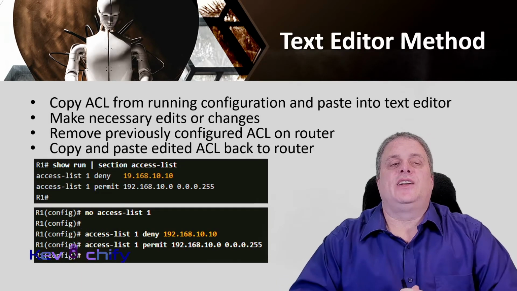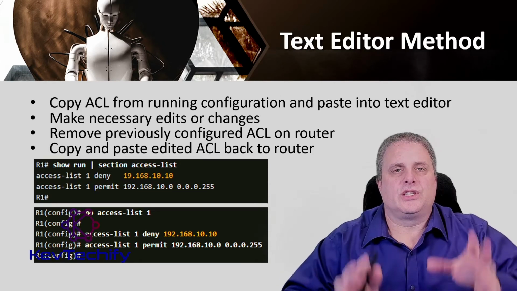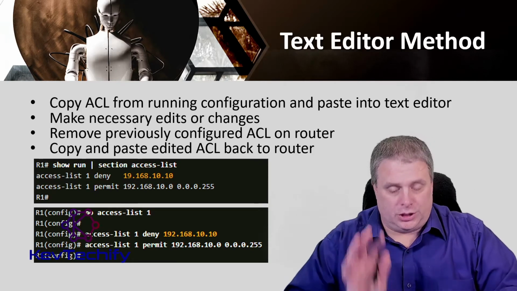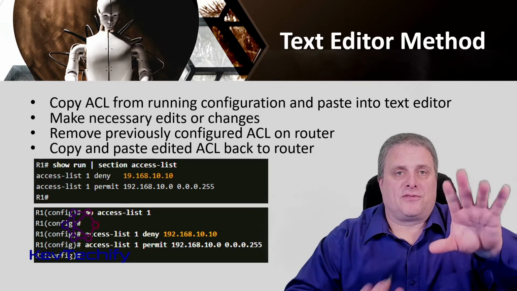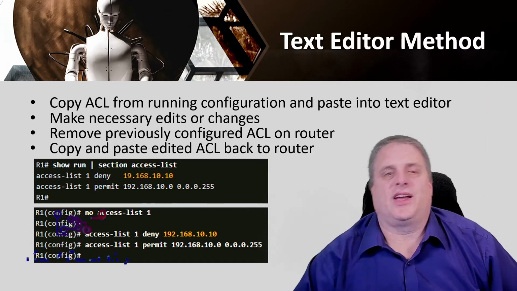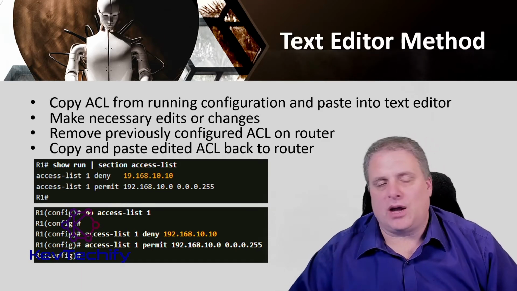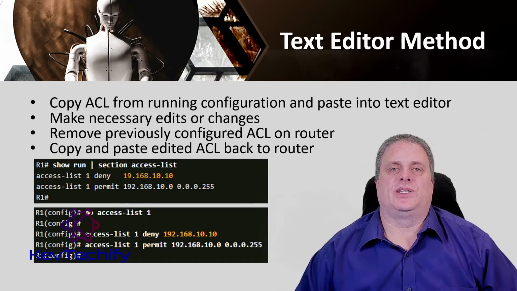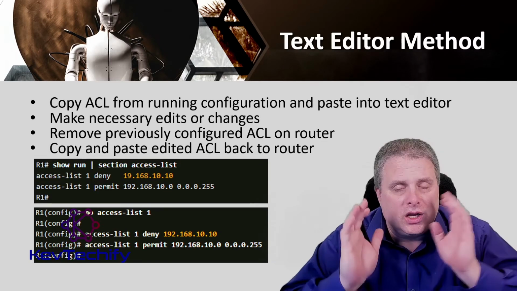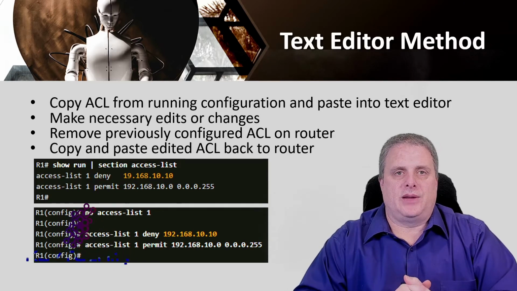To use the text editor method, first thing you need to do is get the access control list off of the Cisco IOS and into a text editor. Do a show running-config, find the access control list, copy it out, put it inside the text editor. Make the changes you need to, add in those new networks, take out some of those IP addresses, change some permits and denies around, whatever you need to do. And don't forget to include your remarks into those statements.